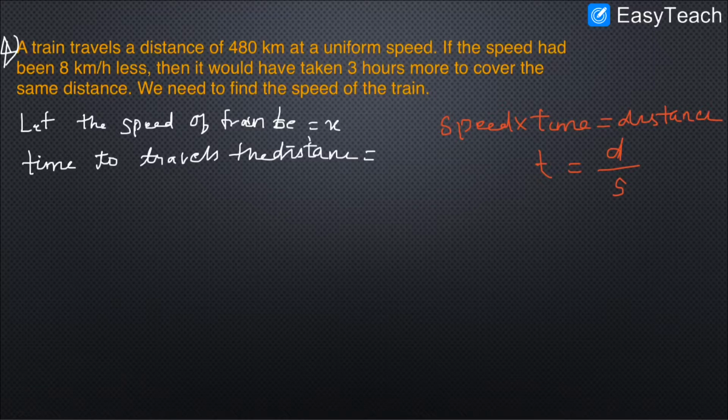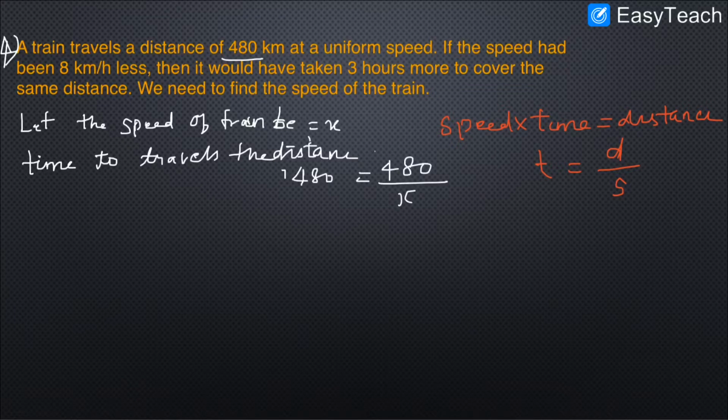So with this formula, we can write the time to traverse the distance of 480 km. The distance is 480 km and the speed, we already assumed, is x. So 480 by x is the time to traverse this distance. Let's move on to the second scenario.